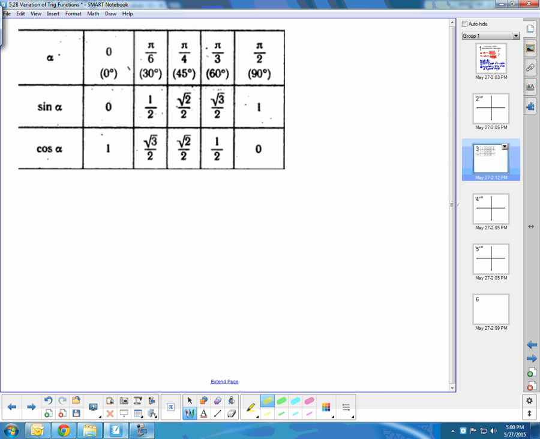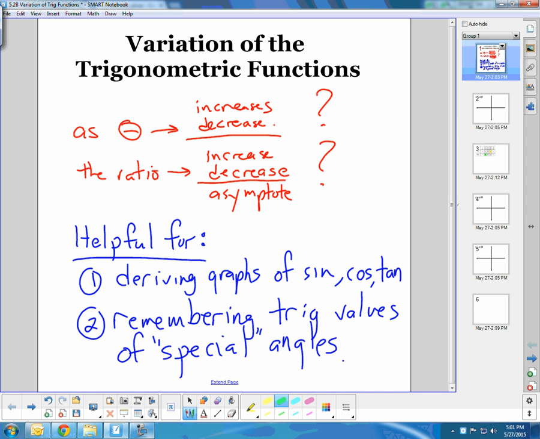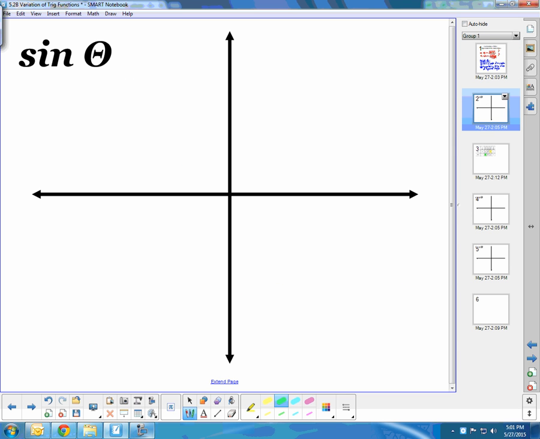You know that root 3 over 2 is the output of sine of pi over 3 radians, but it's also the output for cosine of pi over 6 radians. And it can be tough to keep those straight sometimes. And being able to think about the variation of the functions can help. So that's what we're going to take a look at here. Let's just do these trig functions one at a time.